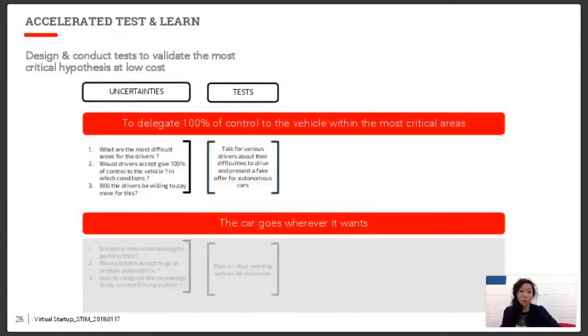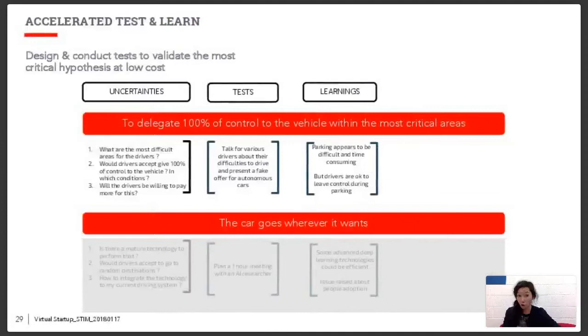So for instance, in my case, it will be talking to our various drivers today to see what are the most difficult areas to drive today, and present, for instance, a fake offer for autonomous cars just to see whether they're interested to have something that allows them to have less control of the vehicles during the most difficult driving times or not. So for instance, my validation criteria will be talking to at least 20 drivers and having at least 10 of them accept that they're looking for something interesting, and also to identify at least one or two most difficult areas to focus on.